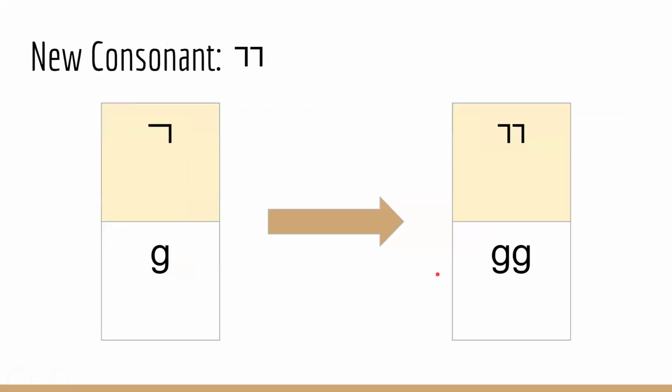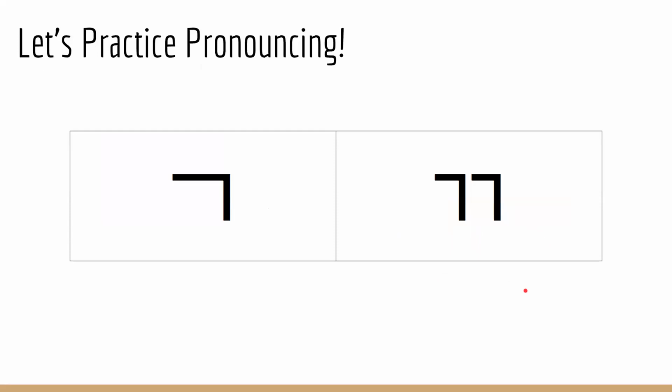Today, we're going to learn 2 new advanced consonants. One of the first basic consonants we learned was 그, as shown at the left. Now, take that consonant and add another 그 to make it to 그. 그 and 그 sound similar, but they are different consonants. 그 sounds lower than 그. Let's practice pronouncing. 그, 그.